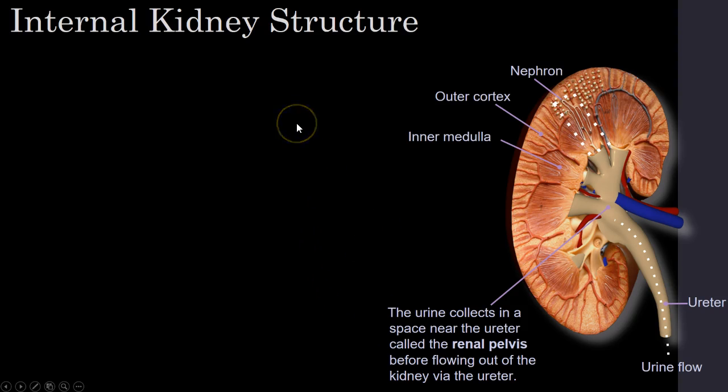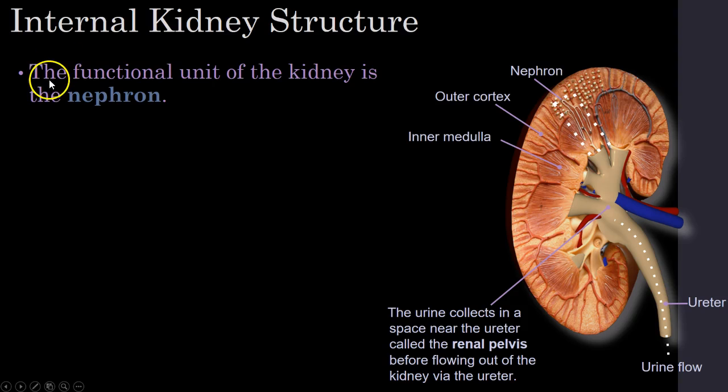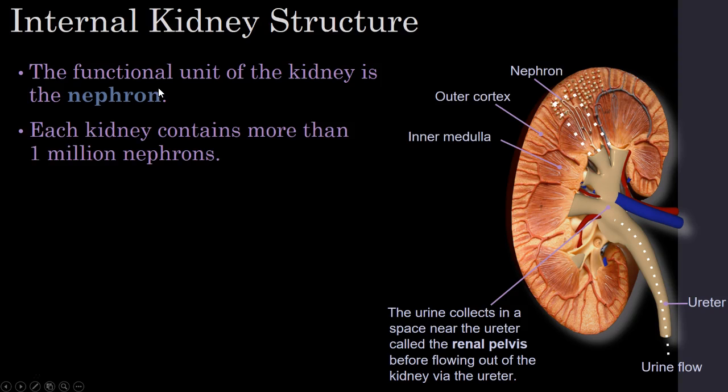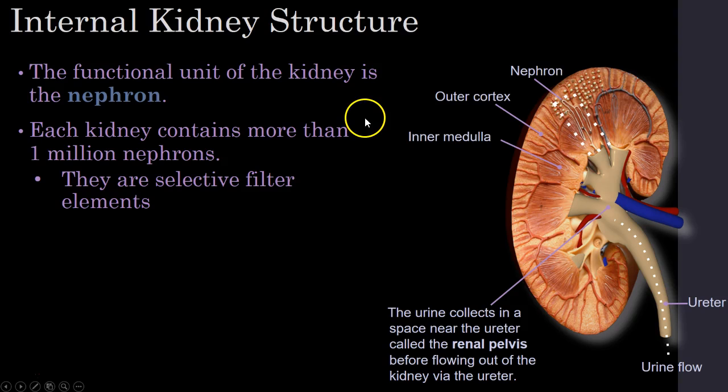So the internal kidney structure: the main functional unit of the kidney is the nephron, which we're going to look at in more detail over the next couple of slides. Each kidney contains about 1 million nephrons, and they are the filter element of the kidney. So a nephron is where all the filtering of blood occurs in the body.